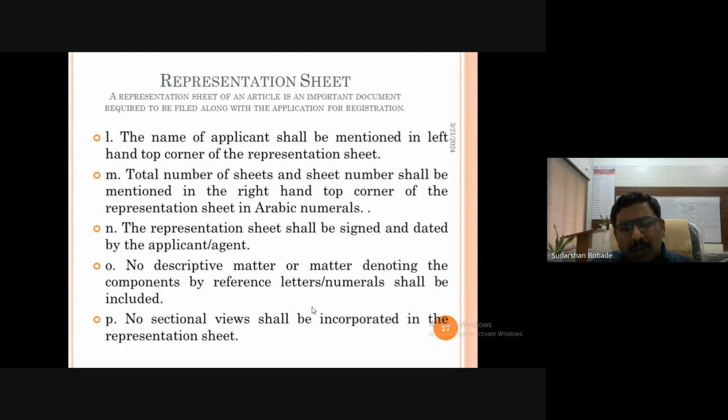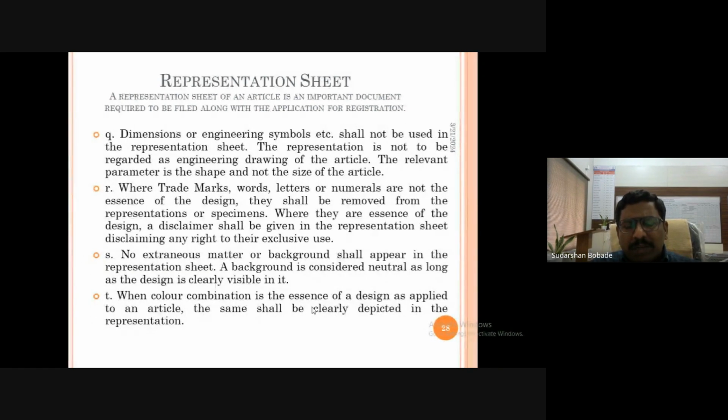Then next one, no descriptive matter or matter denoting the components by reference to letters or numerals shall be included. This is just similar to the utility patent process. In drawings, we only mention the numbers in the utility patent, but in a design there is no need to go for the numbers or the referrals. So that is also supposed to be removed in terms of the design. Next one, no sectional views shall be incorporated. The sections of any object are not allowed to be shared, because they are not at all interested in the sections.